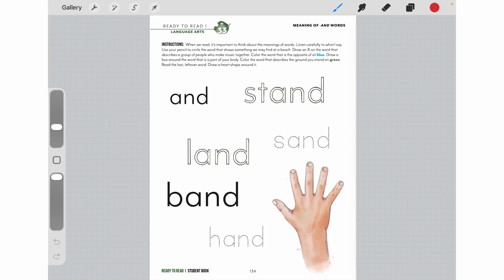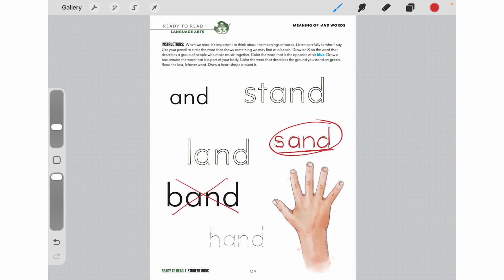Use your pencil to circle the word that shows something we may find at the beach. How about this one? S-A-N-D. Sand. Oh, we could definitely find sand at the beach, don't you think? What's next? Draw an X on the word that describes a group of people who make music together. Band. A band is a group of people who make music together.